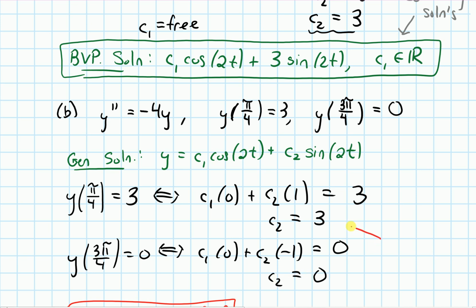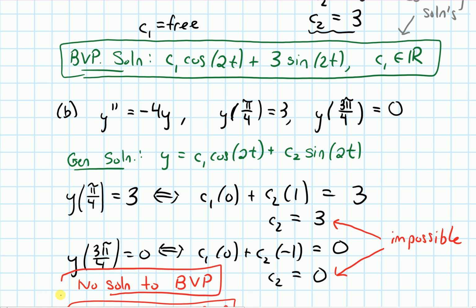So if we look at what we've gotten so far, we got C2 equals 3 and C2 equals 0. That doesn't make sense. That's actually impossible. It's impossible for C2 to be both 3 and 0 at the same time. So because of that, there is no solution here to our boundary value problem. So sometimes boundary value problems have no solution.